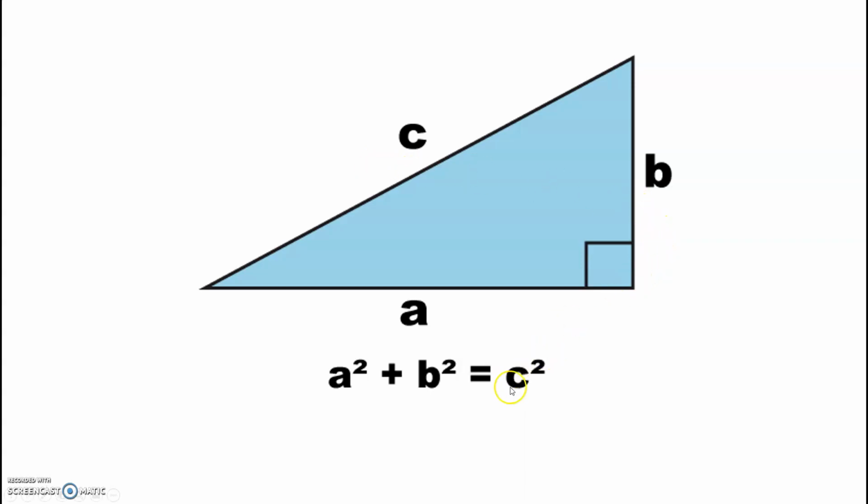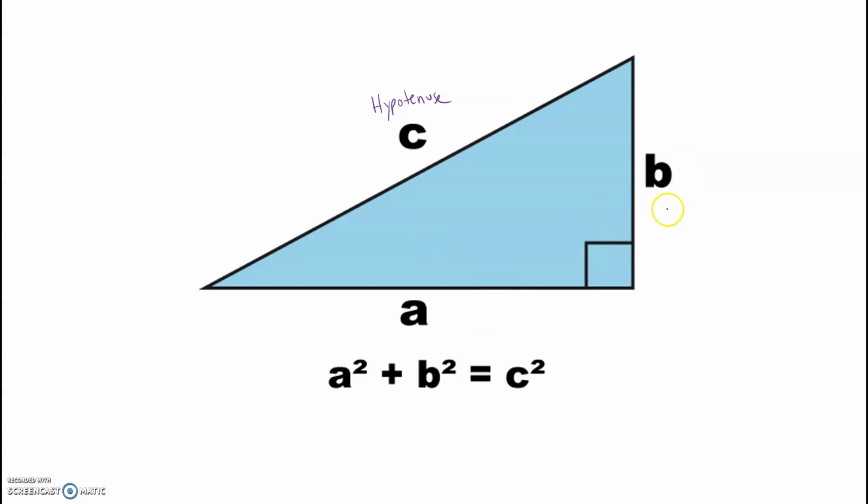The hypotenuse has to be your c. So in Pythagorean Theorem, a squared plus b squared equals c squared. C is always going to be your hypotenuse. If you're looking for it, find your right angle and travel across. That's going to be your hypotenuse. That's going to be your C.